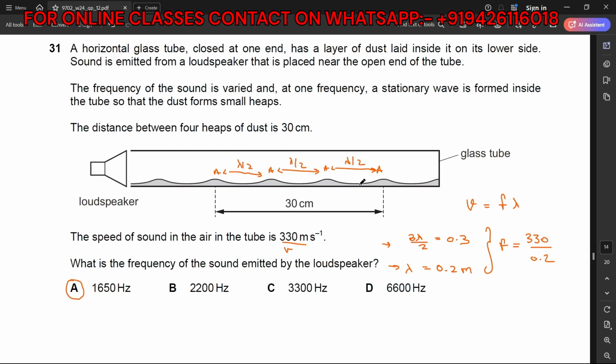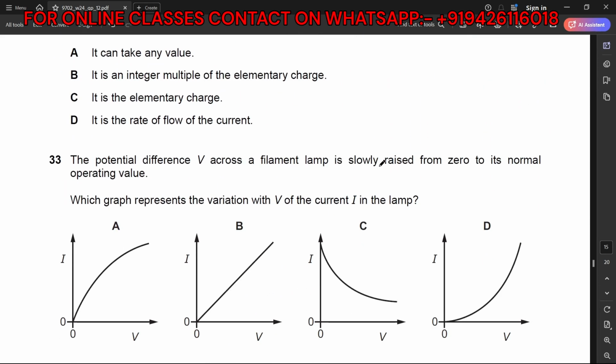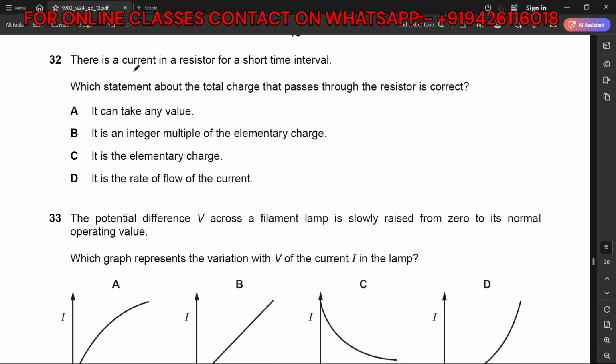Just make sure you are aware of this concept of how different nodes and antinodes are formed, and based on that, what the distances are between two antinodes, two nodes, or between a node and an antinode. If you are aware of this concept in terms of lambda, then solving this type of question becomes a piece of cake. Now going to question 32. There is a current in a resistor for a short time interval. So there is a resistor in which there is a current for some short time interval.